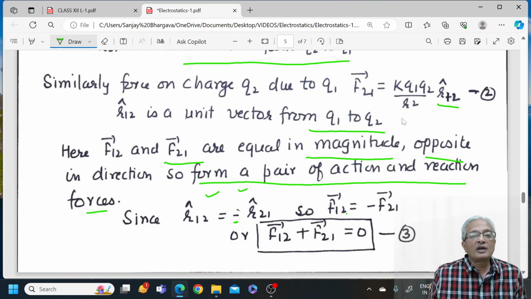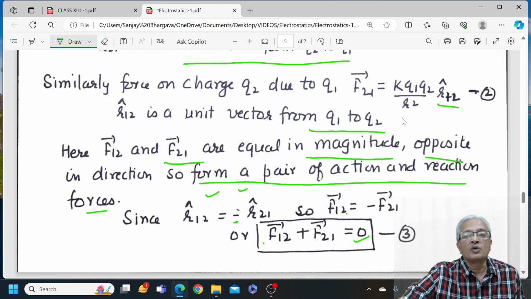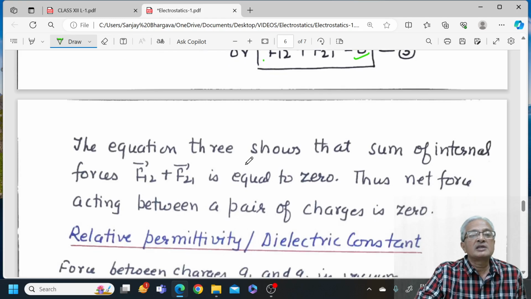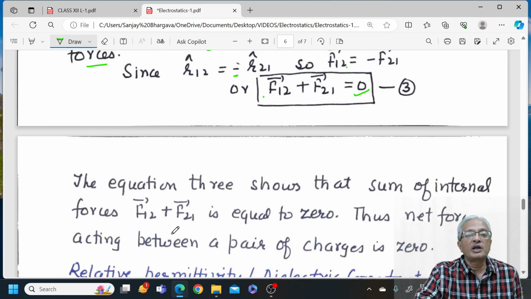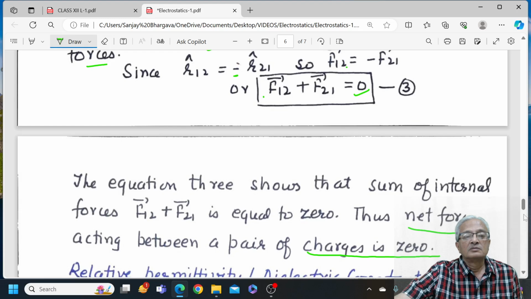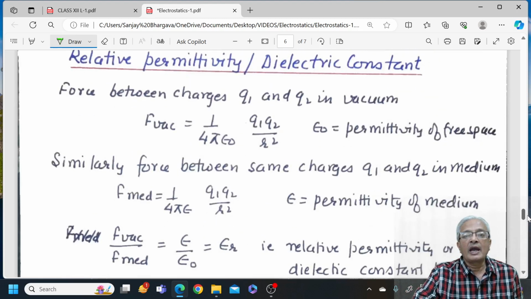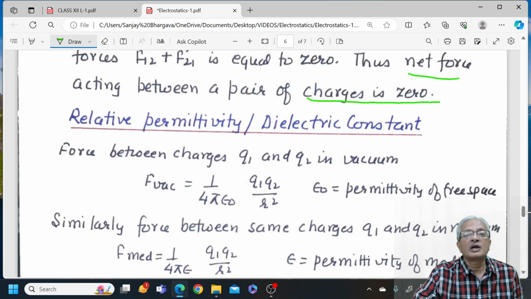Or we can also write it as F12 plus F21 would be equal to 0. What does that mean? It says the equation shows that sum of internal forces F12 and F21 is equal to 0. Thus, net force acting between a pair of charges is 0. A very important result. Net force acting between a pair of charges is 0.